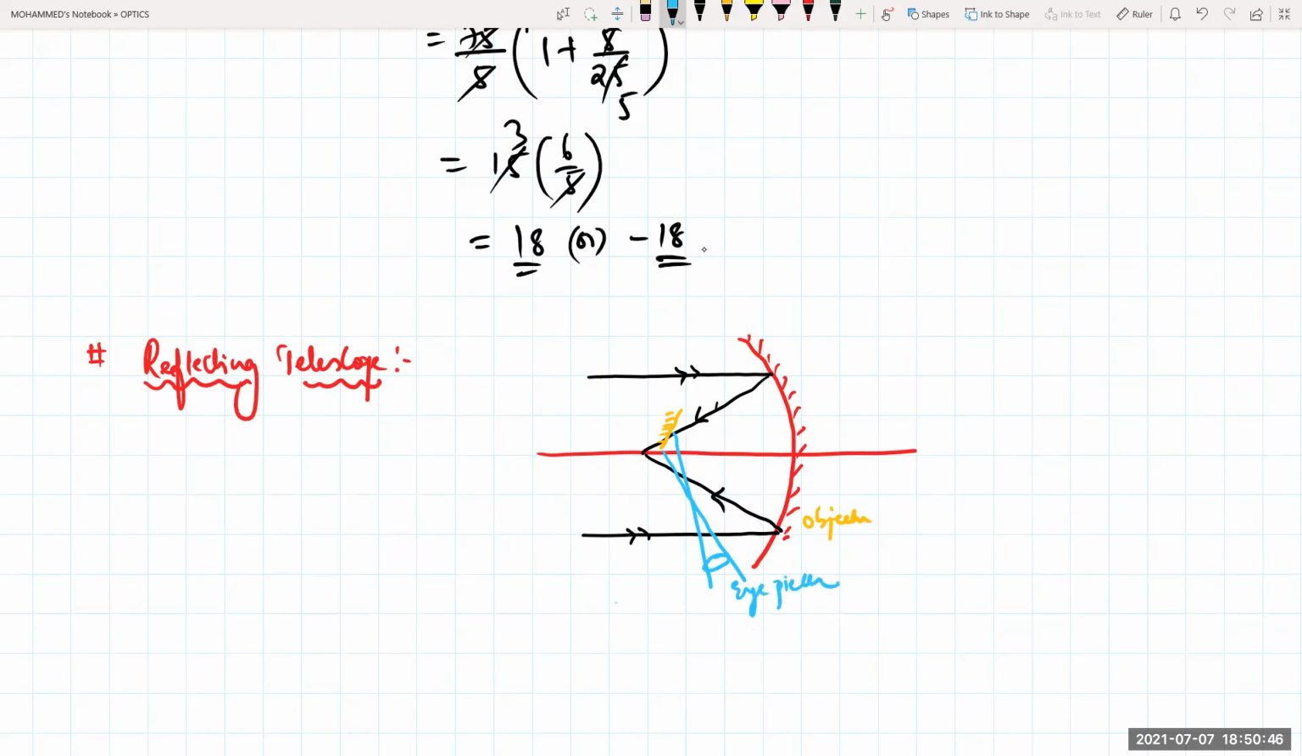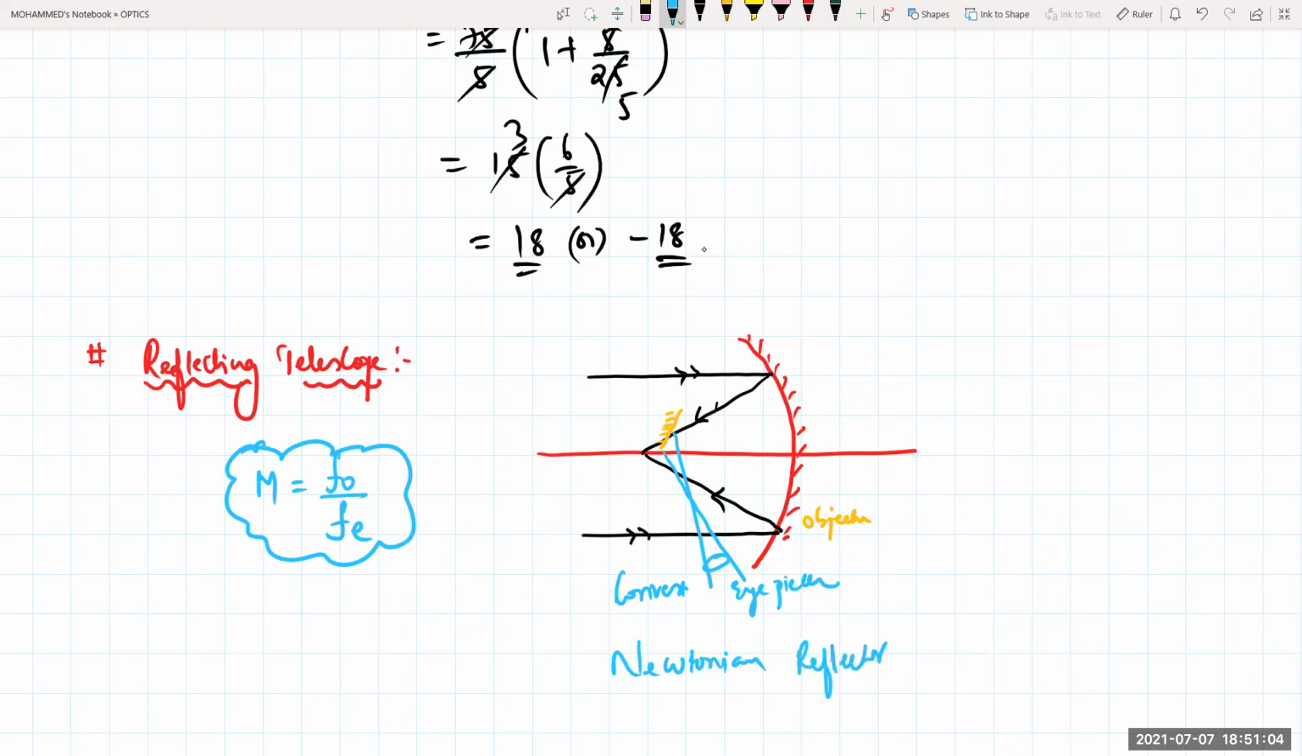So what type of lens will we be using here? Convex lens. Okay, so for this one the magnifying power is taken by the formula m equals f naught divided by fe. This is known as your Newtonian reflector. Newtonian reflector.